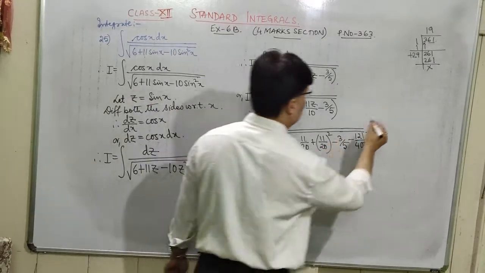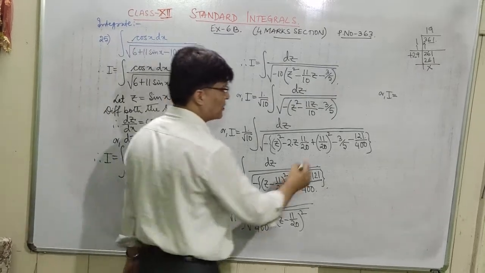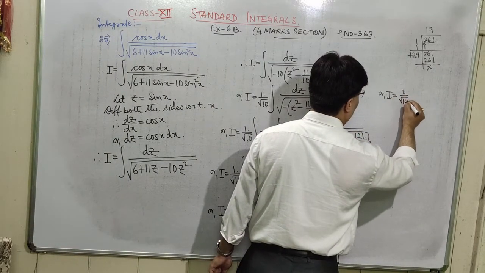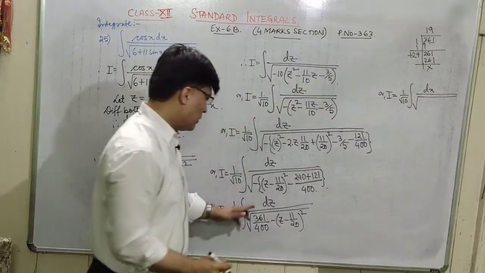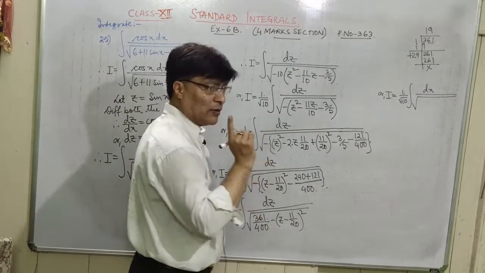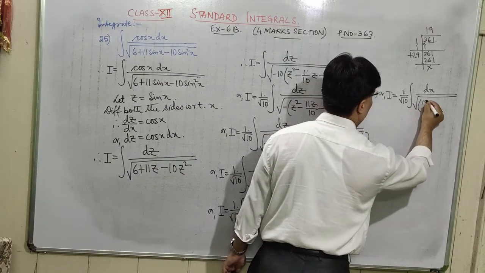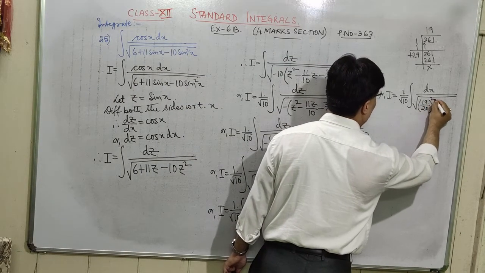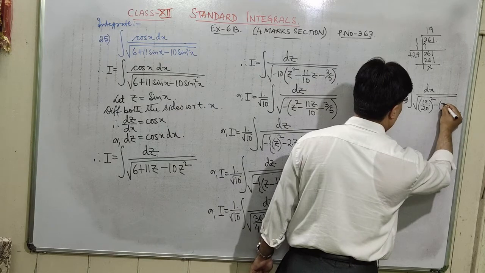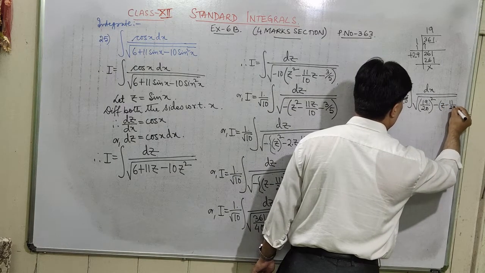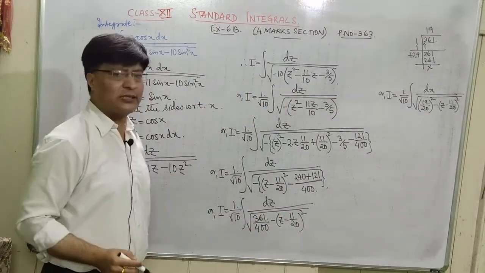Is that clear? So let us write here, I is equal to 1 by root 10. Then integration of dx divided by within square root. How will you write down this? 361, that is 19. 400 in terms of whole square is 20 whole square. So this is 19 by 20 whole square. Then comes minus sign. Z minus 11 by 20 whole square. Is it clear now?